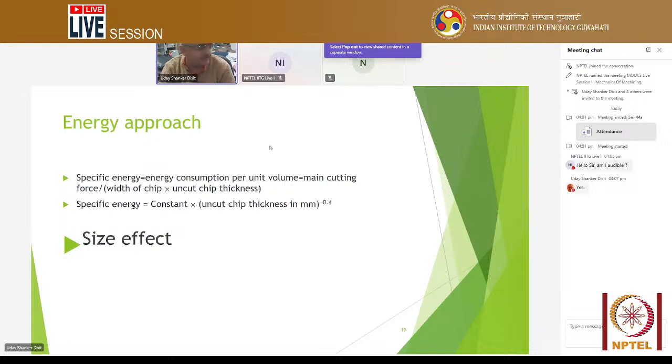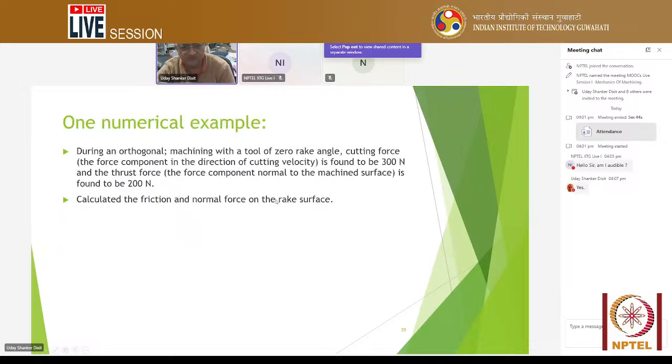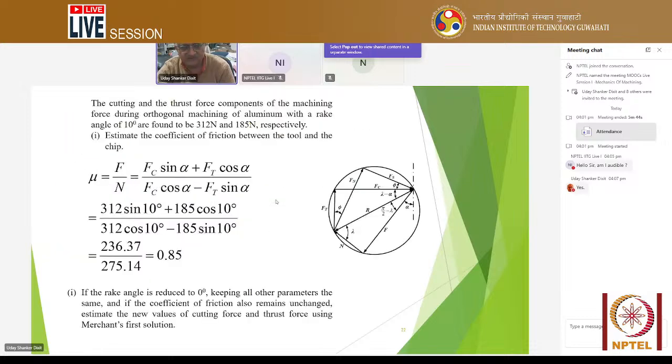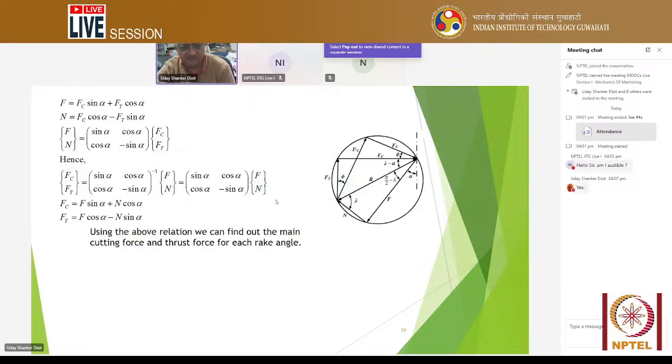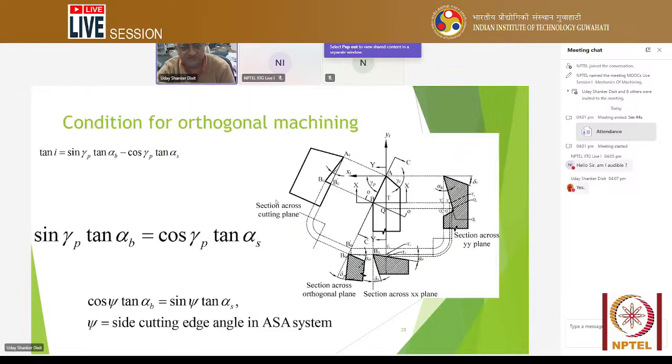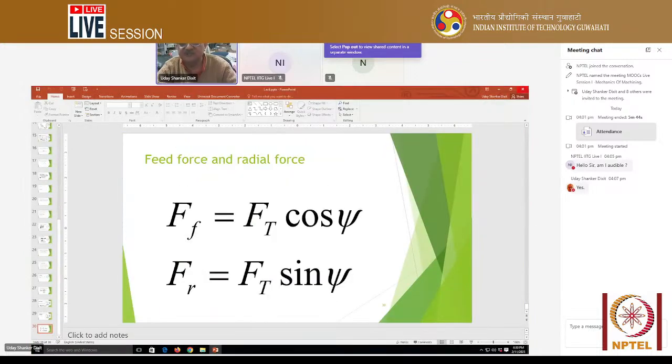That means sometimes if you have to machine a very thin chip, then the force may be more also. So the specific energy is dependent on the size also. And we gave a numerical example. This we have already explained. So these are the conditions for orthogonal machining. So this was told in lecture 6.